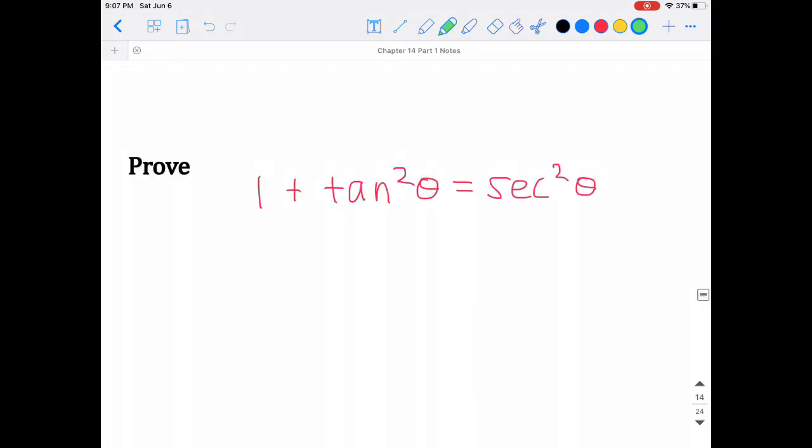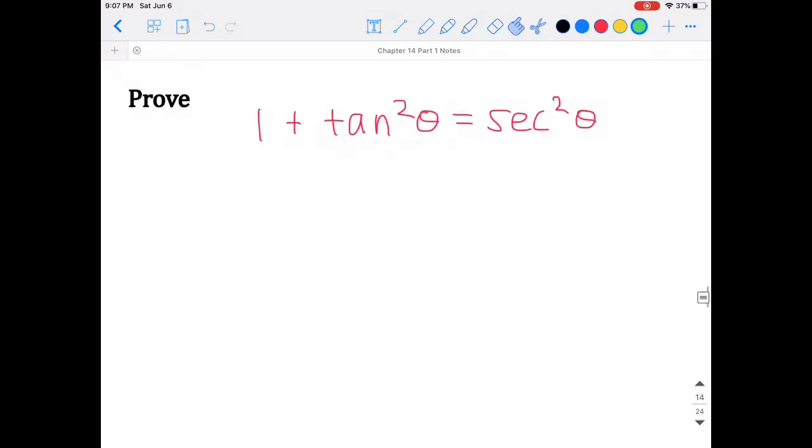So let's look at this example. Prove 1 plus tangent squared theta is equal to secant squared theta. This is one of our Pythagorean identities, but just for more practice, we're going to prove that these are equal to each other. We're going to verify these identities. So the steps are the same. First, we're going to look at this and decide which side we want to simplify. Remember, we normally want to simplify the more difficult side. Our left side has two terms, and our right side only has one term.